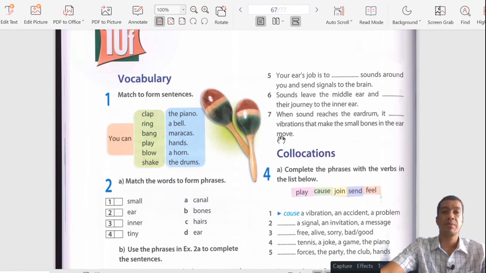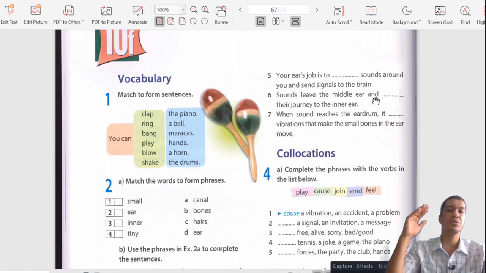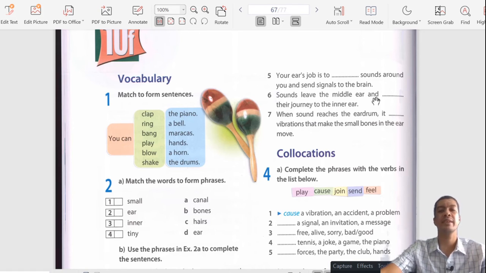Alright, moving on to number 5. Your ear's job is to do what? Okay, so the main purpose of your ear is to pick up sounds around you and send signals to the brain. So your ear's job is to pick up the sounds around you and send it right off to the brain. So for number 6, sounds leave the middle ear, and then what do? So when they go from the middle ear, they just continue their journey to the inner ear.